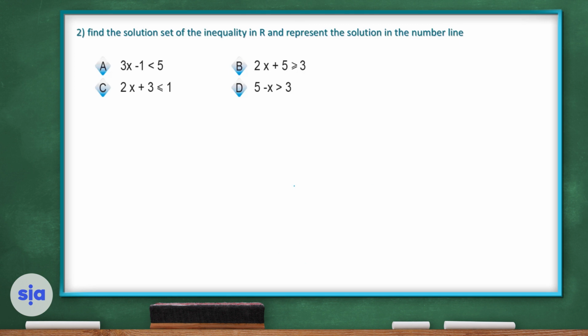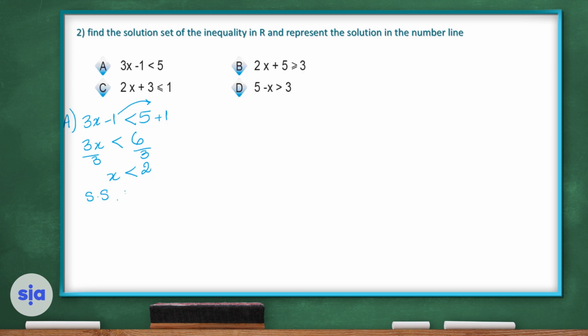Question 2. Find the solution set of the inequality in R and represent the solution on a number line. Let's go to question A. We have 3x minus 1 is less than 5. We move the 1 here as a plus 1. So it's 3x less than 6, divided by 3, divided by 3. Then x is less than 2.